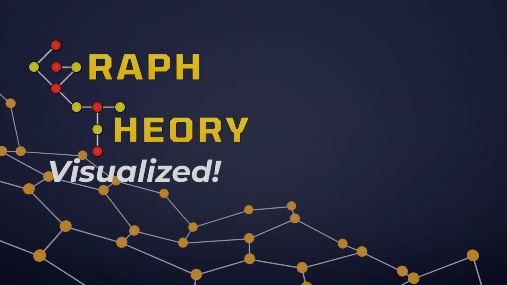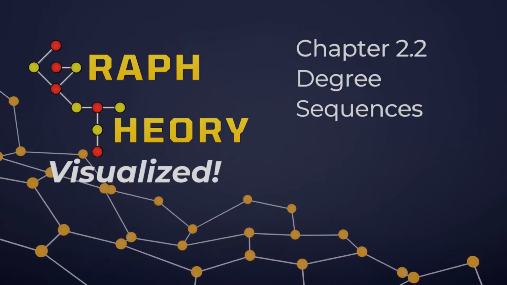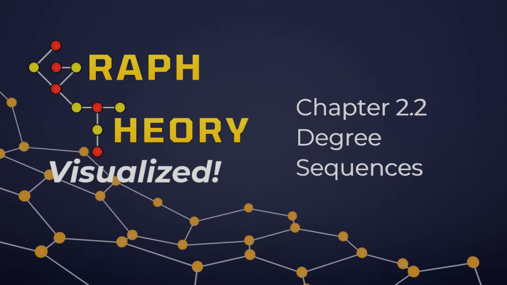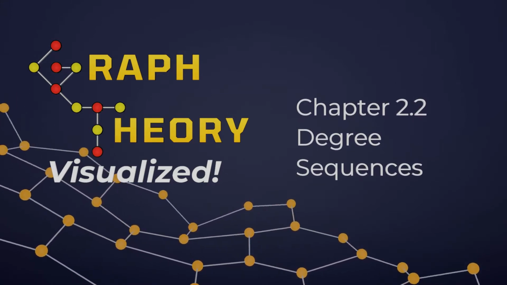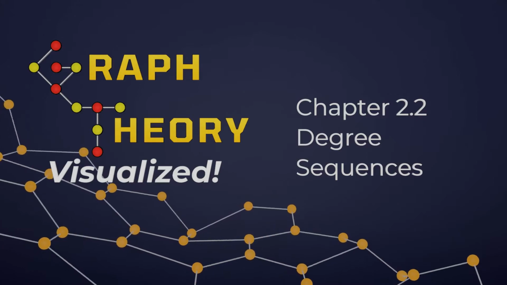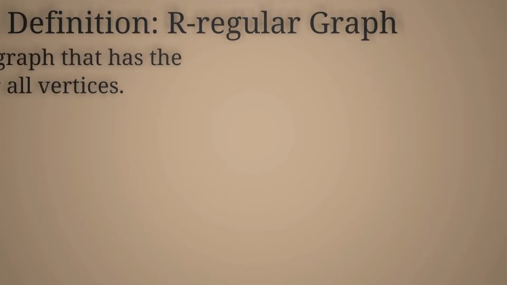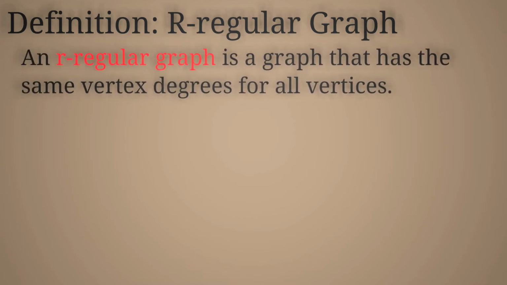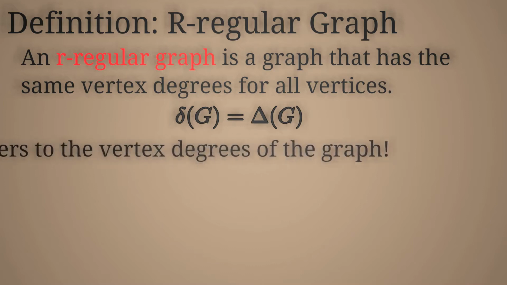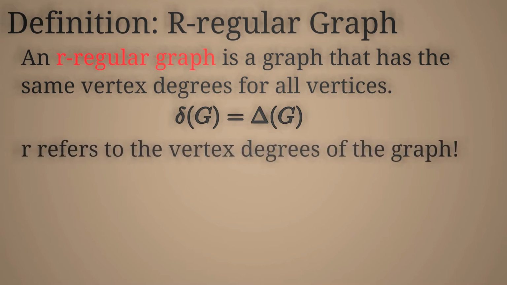In this chapter, we'll be looking at a specific class of graphs, known as regular graphs. Specifically, we'll be looking at a subclass known as irregular graphs. What makes regular graphs special is that they refer to graphs having vertices of the same degree. For irregular graphs, the maximum degree of the graph is equal to the minimum degree of the graph. The R in our regular graph refers to the degree of every vertex in the graph.